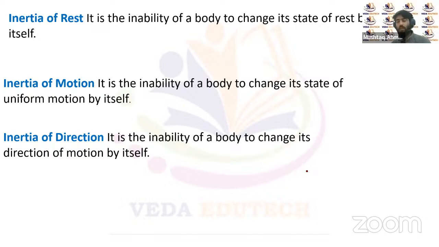And this inability of any body to change its state, to change its state of motion is what we call as inertia of a body, right? So these were the three types of inertias we studied. That's inertia of rest, inertia of motion, and inertia of direction, right?